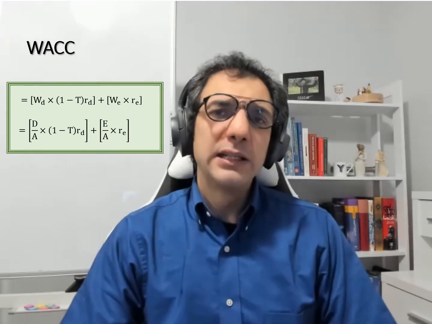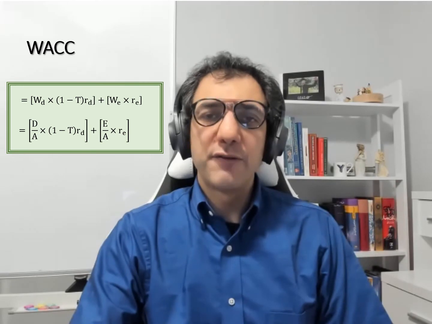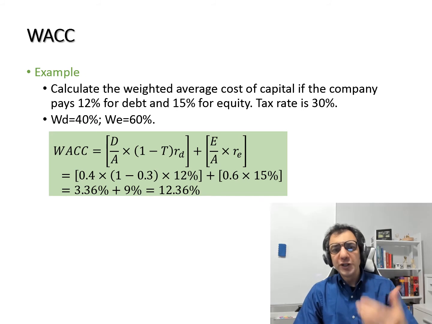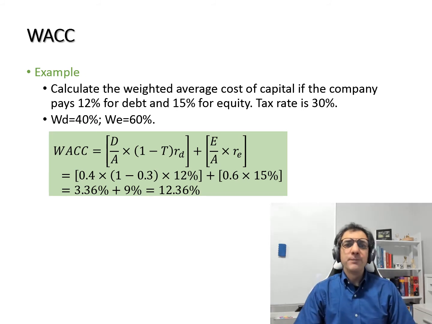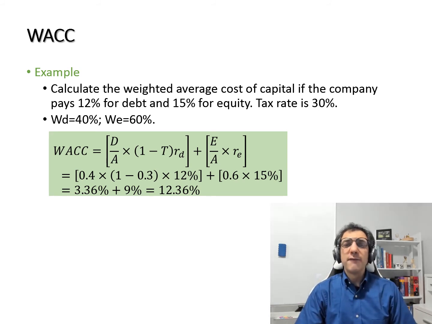Based on this argument, let's look at an example and see how we actually calculate the weighted average cost of capital. In this example, let's assume the company pays 12% for debt. So your cost of debt is 12% and 15% is the cost of equity. The tax rate is 30%. And the capital structure is formed in a way that 40% is financed from debt and 60% from equity. We already know the formula, so you just need to plug in the numbers. As you see, I'm applying the 30% tax rate to the debt portion.